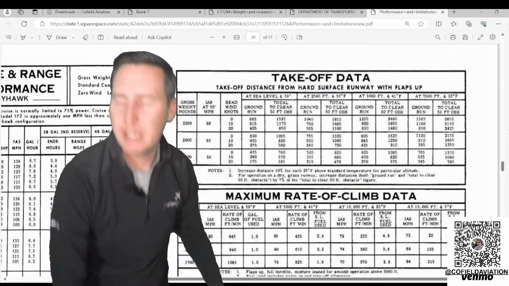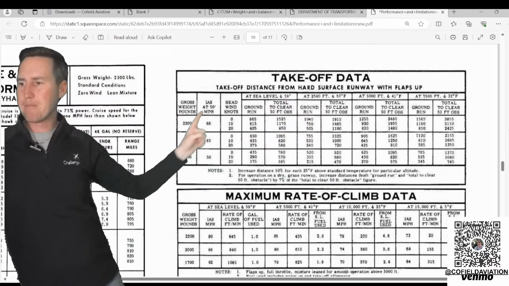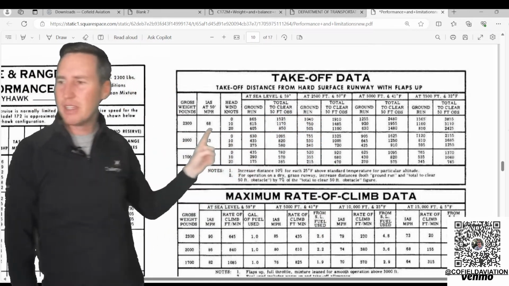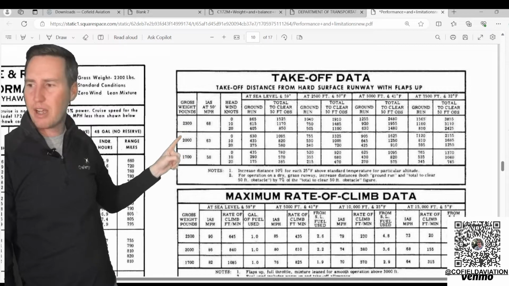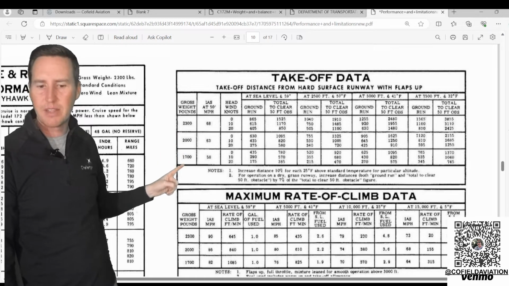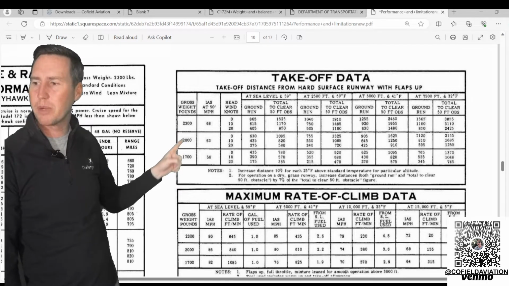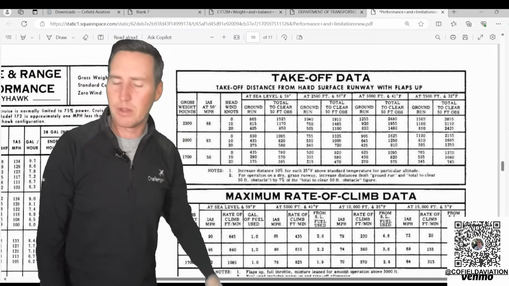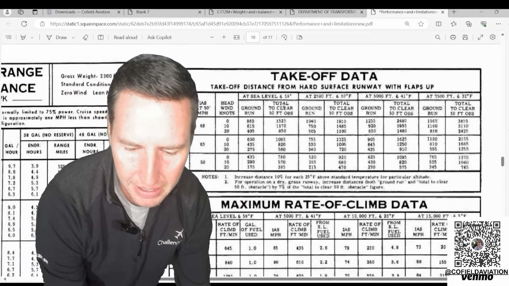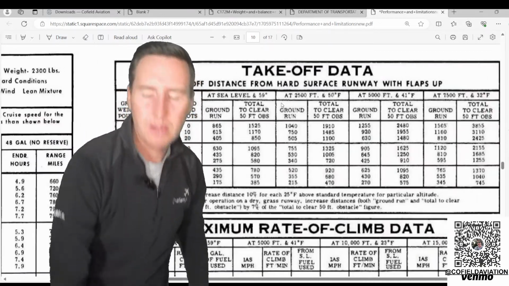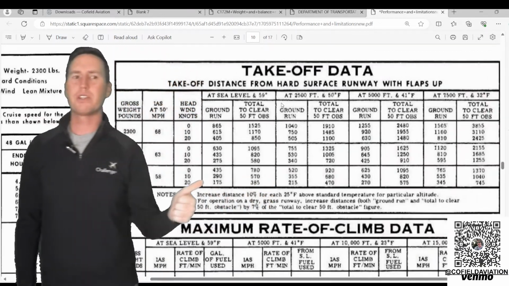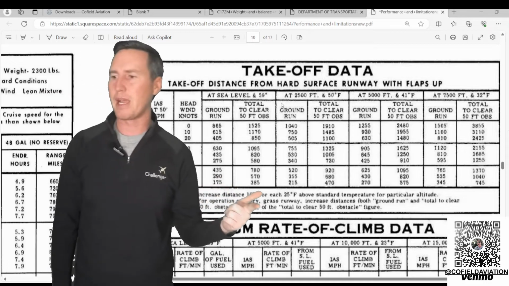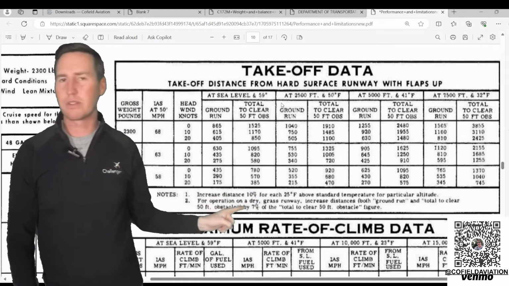All right, so right here is our takeoff data. Now if you see, we have 2,300 pounds, 2,000 pounds, and 1,700 pounds. Where were we? We were like 2,100 pounds, right? And this takeoff data is going to be predicated on pressure, what's your pressure, and what's your temperature, right? Now, always read the notes.